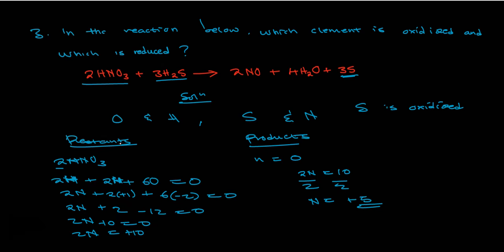What about to the products? To the product, we have 2N plus 2 oxygen. We equate to 0. 2N, we know oxygen is actually negative 2.